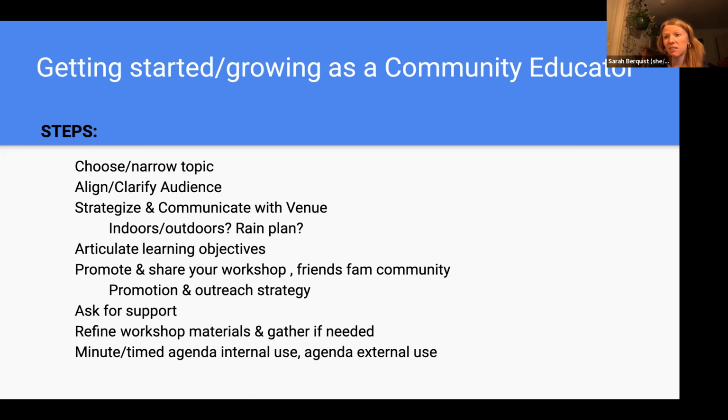So maybe your learning objectives will shift a little bit if it's going to be indoors, or if it's going to be in this space, or if it's going to be with this many people, right? You want to promote and share your workshop, your friends, your family, your community, or your people, get them there.